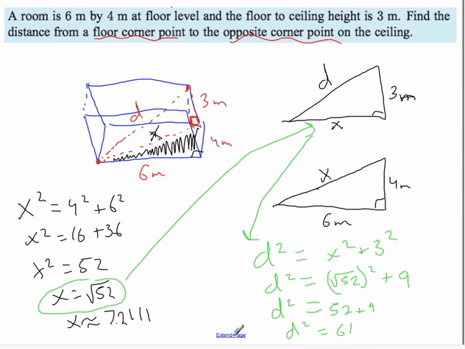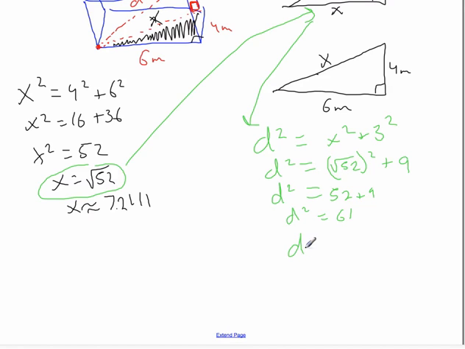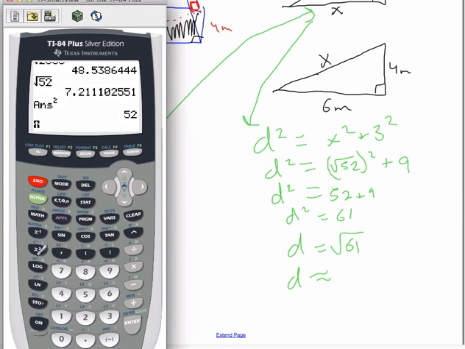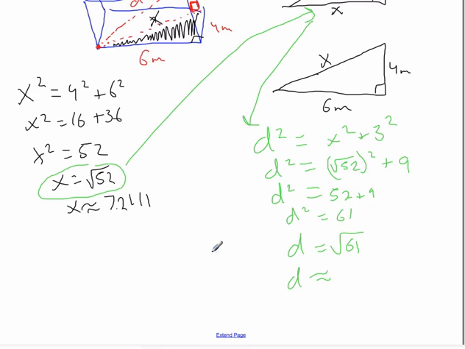And now I'm going to have to get root 61. So D is going to be about root 61, the square root of 61 is 7.81. So this is going to be 7.81 meters.